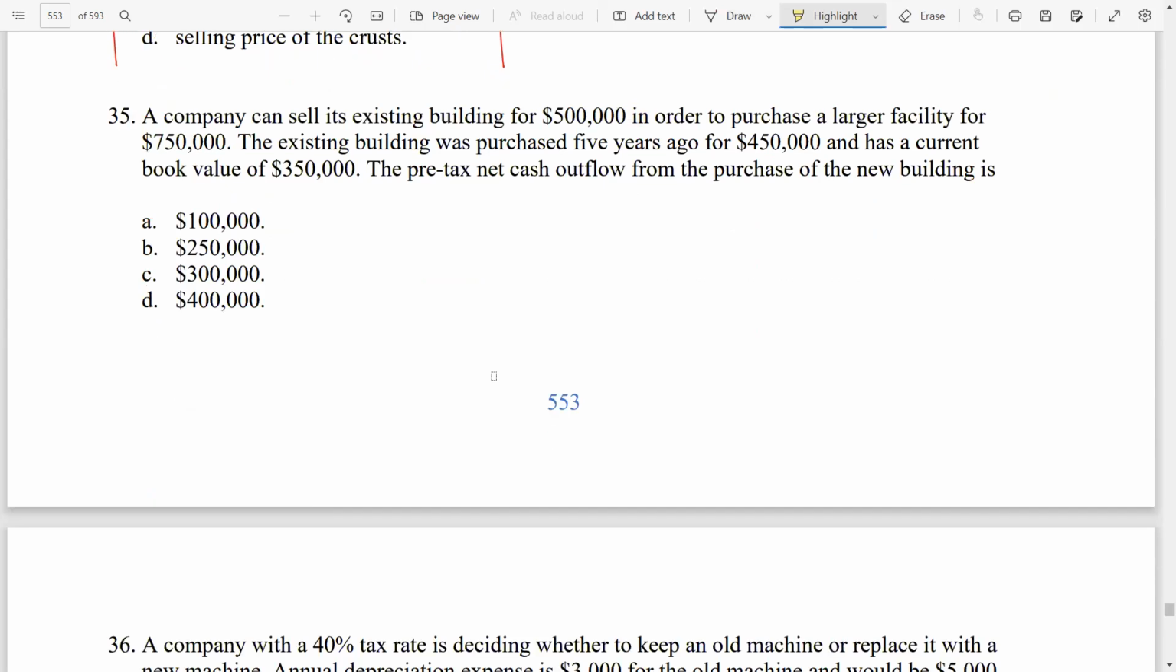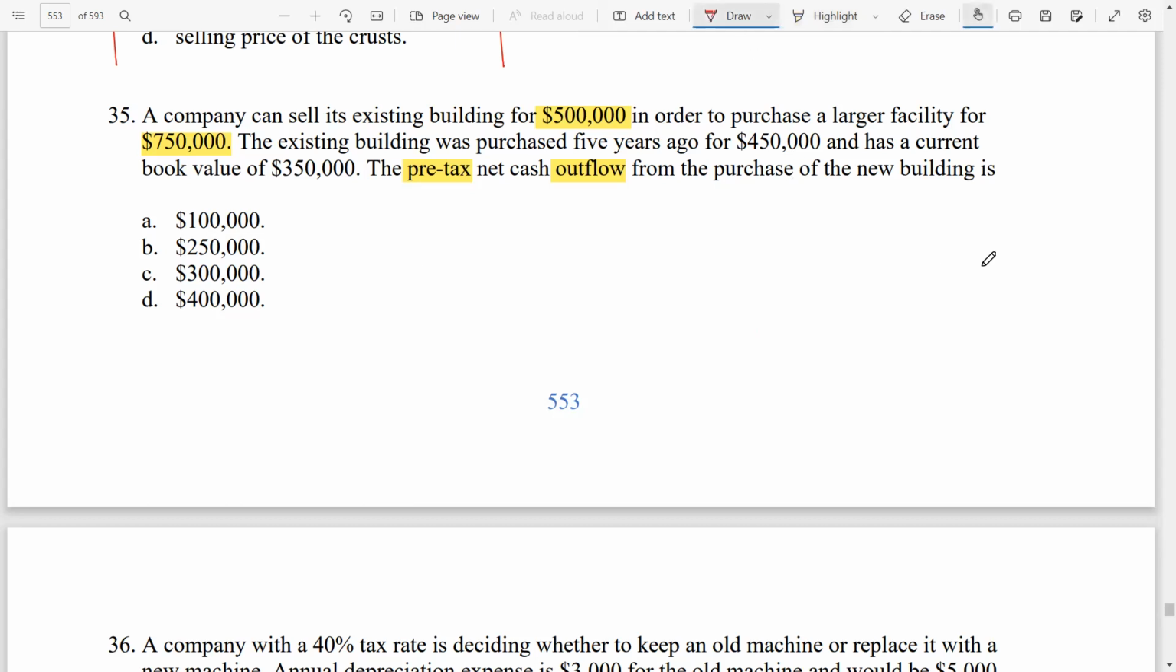Question number 35. A company can sell its existing building for 500,000 in order to purchase a larger facility for 750,000. The existing building was purchased 5 years ago for 150,000 and has a current book value of 350,000. The pre-tax, pay attention to this, net cash outflow from the purchase of a new building is. All right, I want you to solve this question and then compare your answer to mine.